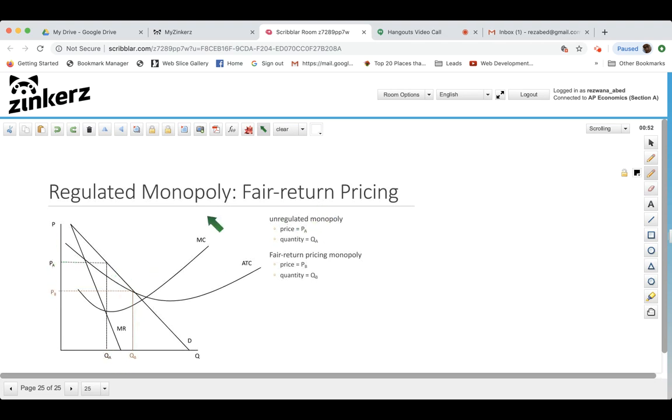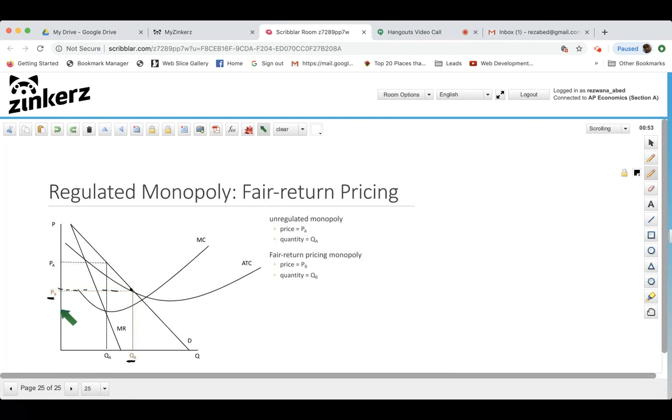But if now we are trying to regulate this monopoly, this time with fair return pricing, the government will tell them that we want you to set your price, this price PB, equal to the average total cost. So they're going to find the intersection where the demand curve hits the average total cost curve, and dash it over, and that gives you this price level, which is at PB. They're going to take this intersection, and this is how much they're going to produce, this quantity of QB.